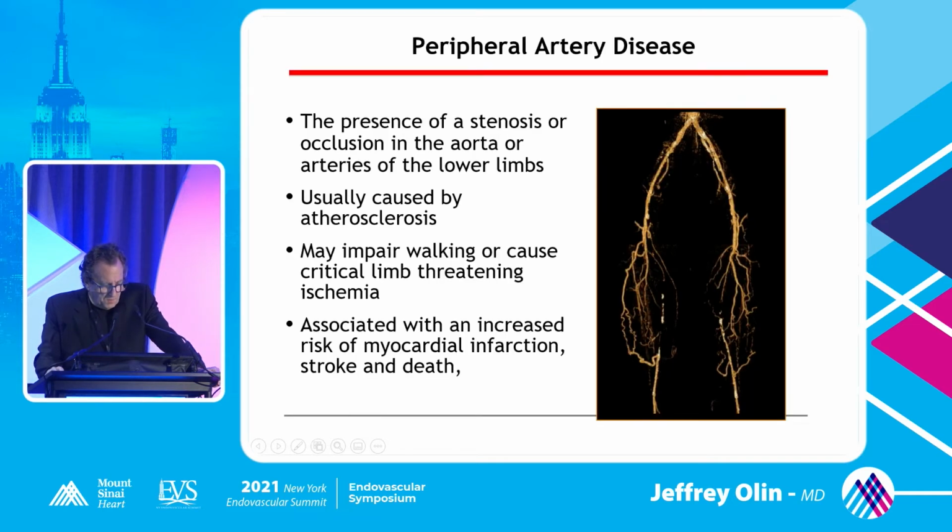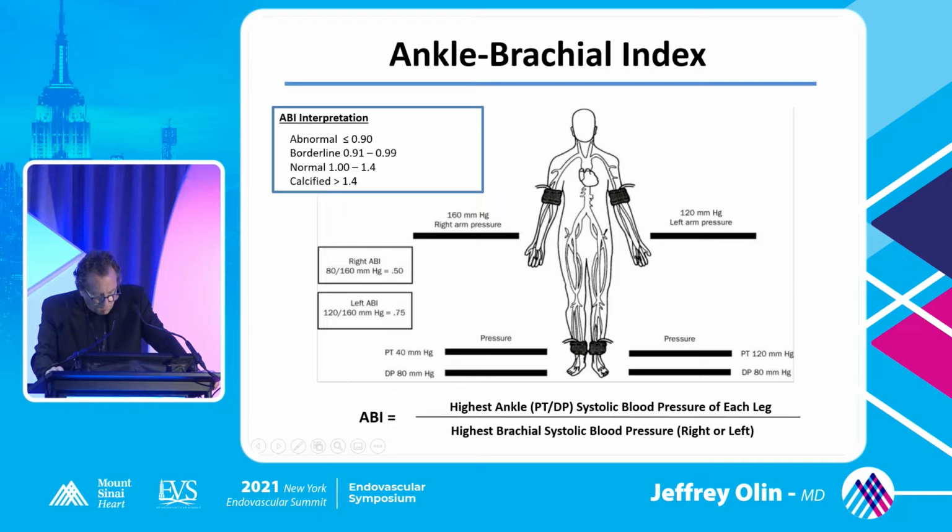Basically what I'm talking about today is peripheral artery disease, usually caused by atherosclerosis. If you have it, it not only increases your risk of MI, stroke, and cardiovascular death, but it also increases your risk of limb events such as acute limb ischemia and amputation.